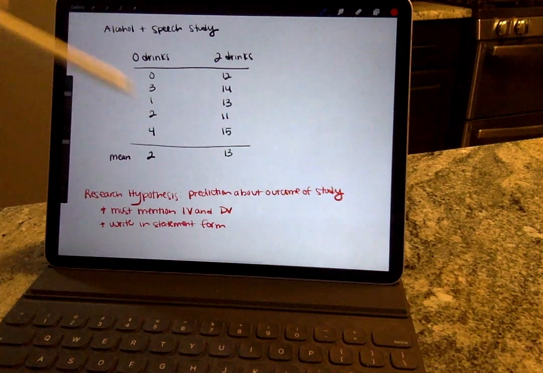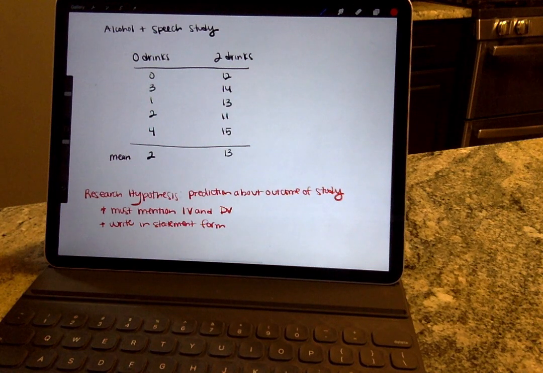In the one group, they get nothing to drink, and in the other group, let's say we give them 2 beers. And after they consume their alcohol, or in this case, don't consume their alcohol, we have them read some tongue twisters. And we count how many mistakes they make reading the tongue twisters. All right, so that's the study.